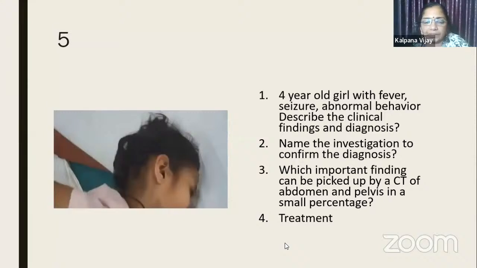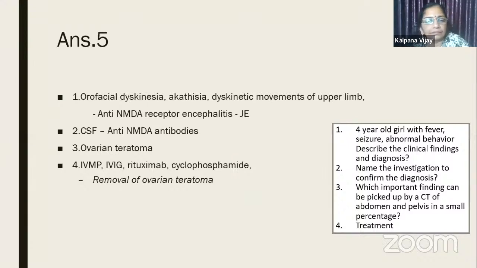And what is the treatment? This condition should be aggressively treated. As first line we will start IV methylprednisolone and IVIG together, and if it is not responding, we will immediately go to rituximab and cyclophosphamide. Okay, and if ovarian teratoma is identified, it has to be removed. Ovarian teratoma may come even later also. So you have to keep the child under follow-up, especially if they are in the peri-pubertal age group.